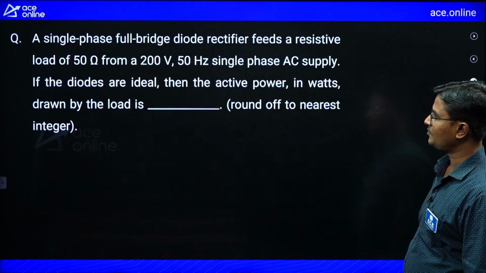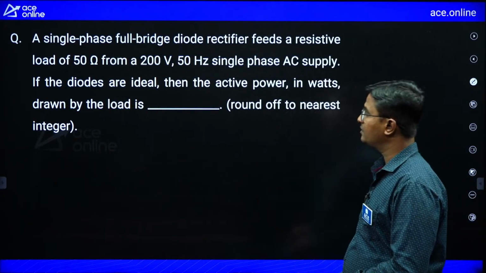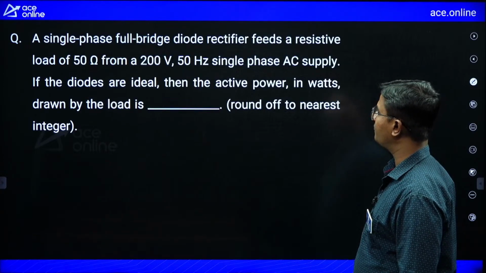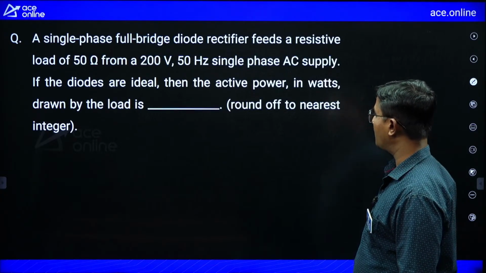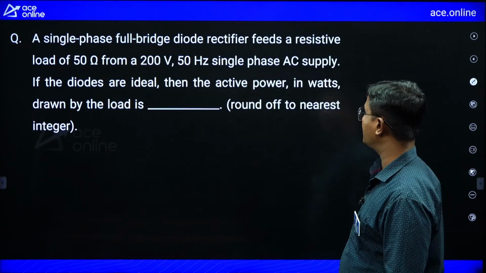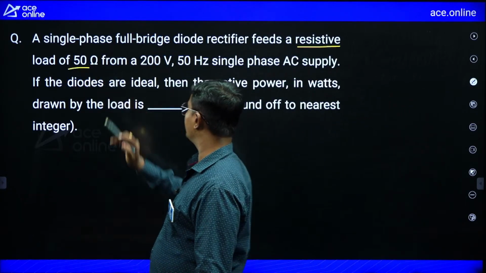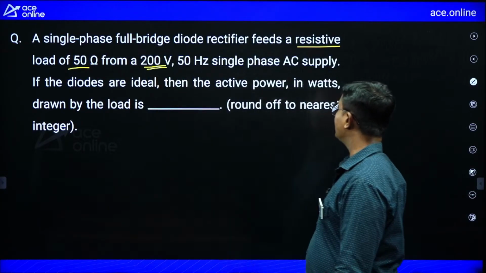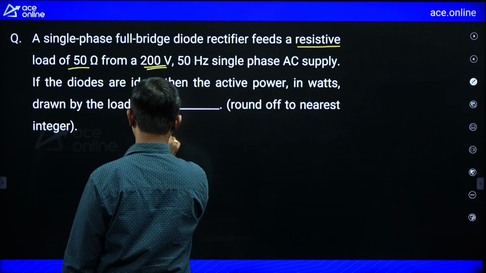Next, a single phase full bridge diode rectifier feeds a resistive load of 50 ohm from a 200 volt 50 hertz single phase AC supply. If the diodes are ideal, then the active power in watts drawn by the load is? Single phase full bridge diode rectifier, resistive load. The 200 volt is the supply RMS value. If diodes are ideal, then they are asking for the active power input.